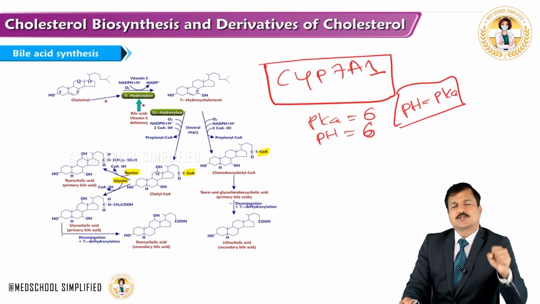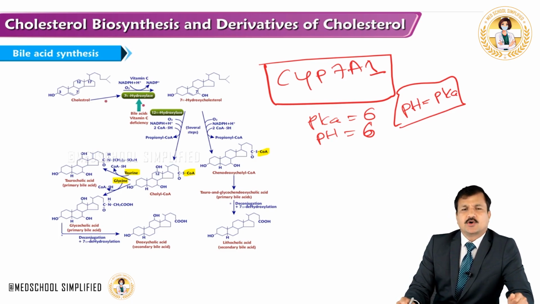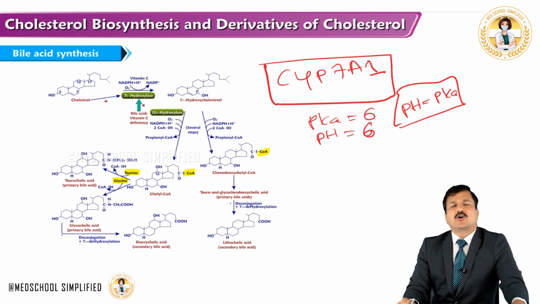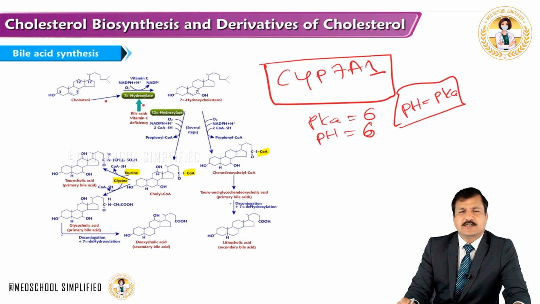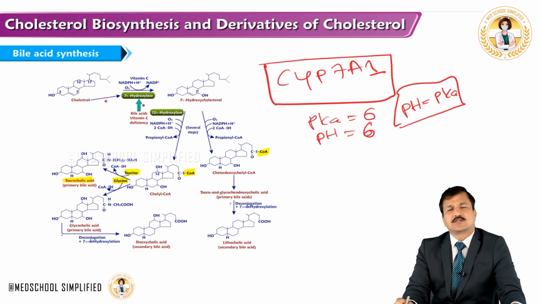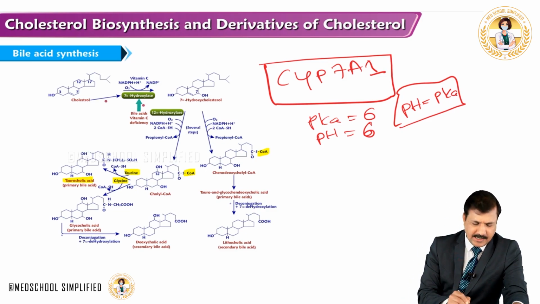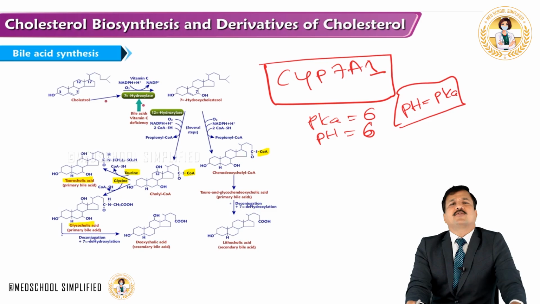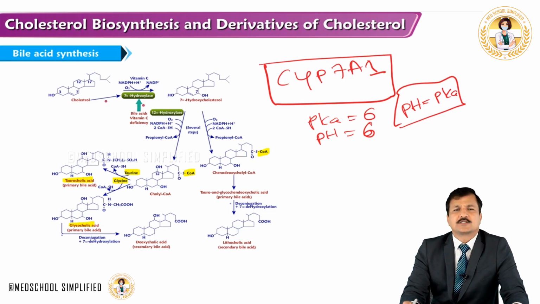Similarly, chenodeoxycholic acid also can undergo taurine conjugation and glycine conjugation. Once taurine is conjugated with cholic acid, it becomes taurocholic acid, and when glycine is conjugated with cholic acid, it becomes glycocholic acid. Similarly, when taurine is conjugated with chenodeoxycholic acid, it becomes taurochenodeoxycholic acid. When glycine is conjugated with chenodeoxycholic acid, it becomes glycochenodeoxycholic acid.